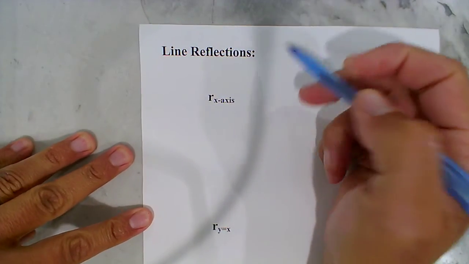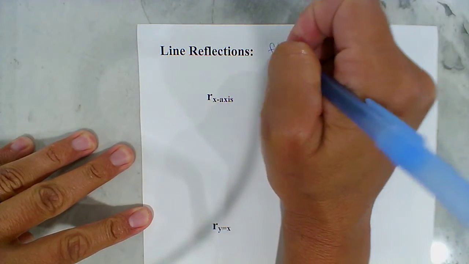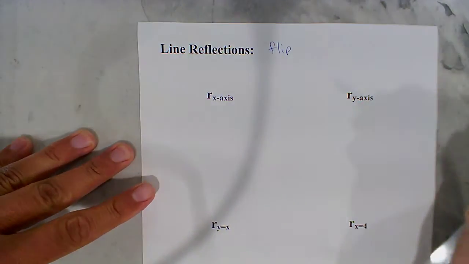All right, so part two of this lesson is going to be about line reflection. You've all been exposed to this before, nothing crazy, but you want to make sure that you understand what you're doing here. A line reflection, once again, remember, was a flip. You're flipping over some type of line.